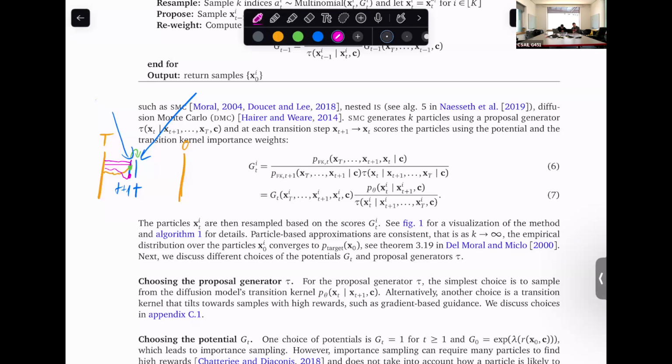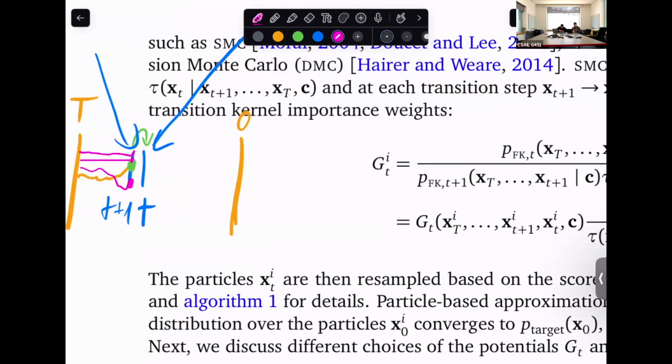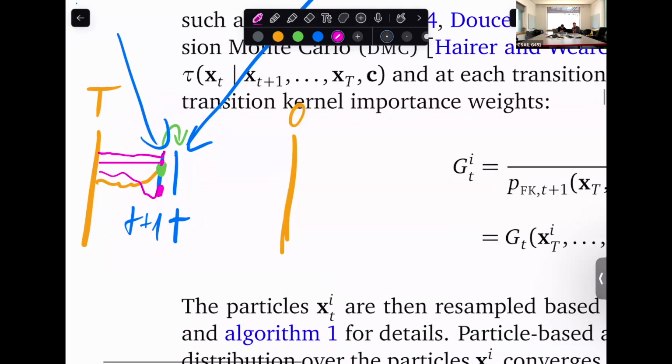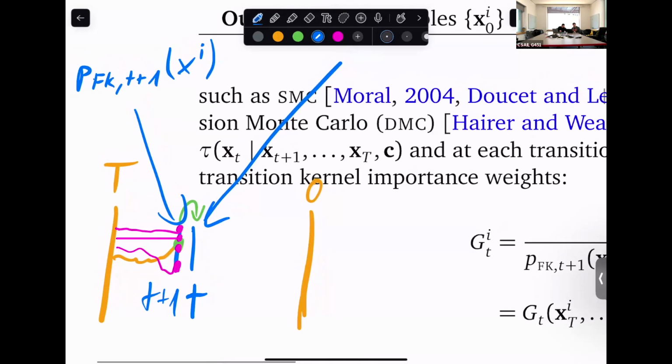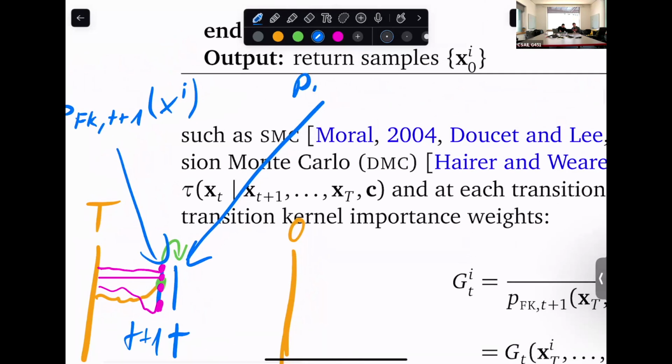So we have 4 things, and the assumption we're going to make is kind of an asymptotic inductive assumption. Let's assume that these particles are distributed according to PFK, and we're going to describe this update scheme by which the next set of particles will be distributed according to PFK sub t. The purple guys are distributed according to PFK t plus 1, and we want the guys on the next iteration to be distributed according to PFK of t. The problem is that we don't have access to the transition kernel for PFK.